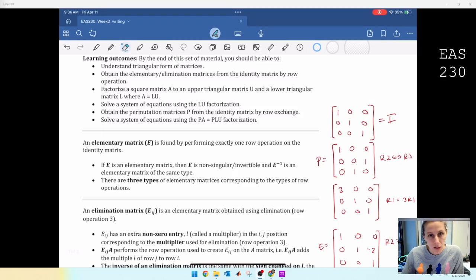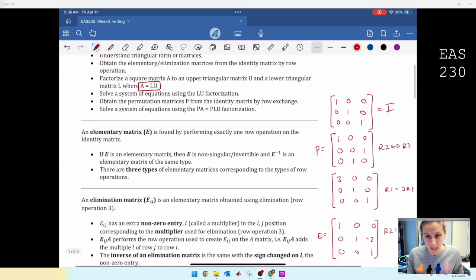In week D material, we are going to solve systems of equations by first doing factorization on a matrix. So we're going to break A up into two different matrices. So it's L times U or P times L times U. So we're going to factorize it. Break A up into a product of different matrices. There are benefits to this.